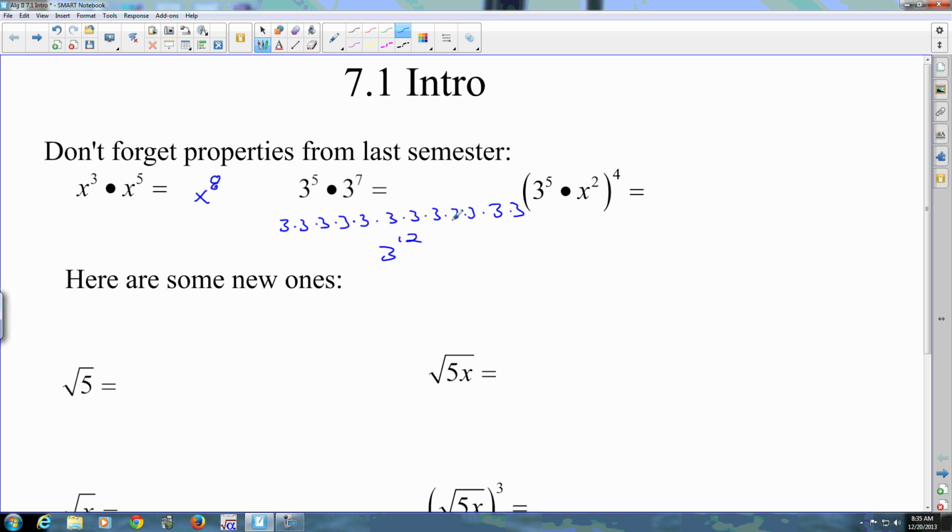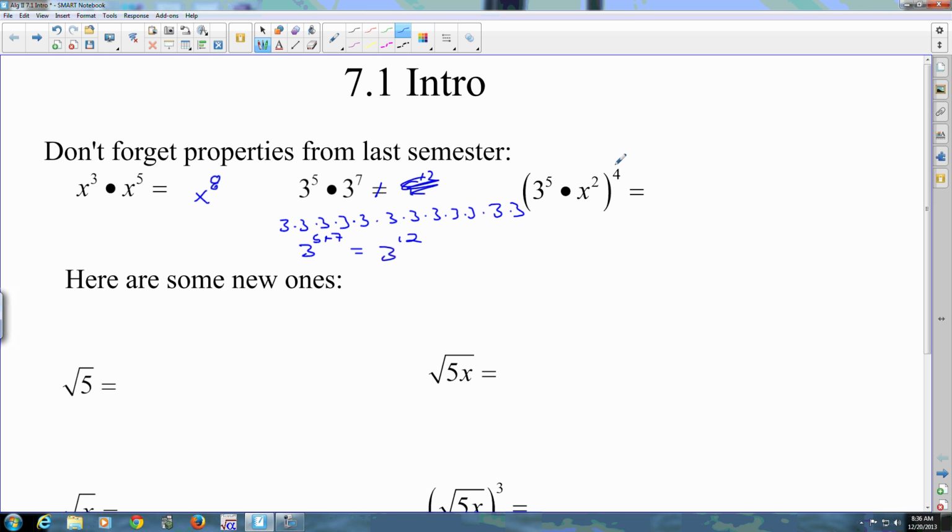Notice that you don't multiply the numbers. It does not become 9 to the 12th. That's not what it says. No, it's 3 to the 12th. You leave the base alone and add your exponents. So it's 3 to the 5 plus 7 is 3 to the 12th.